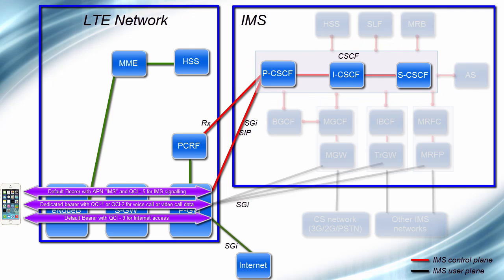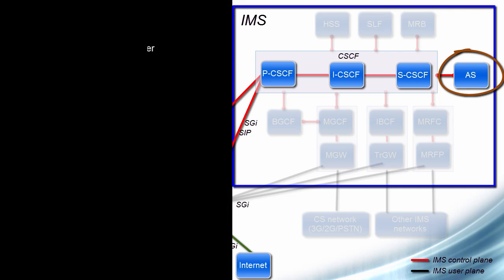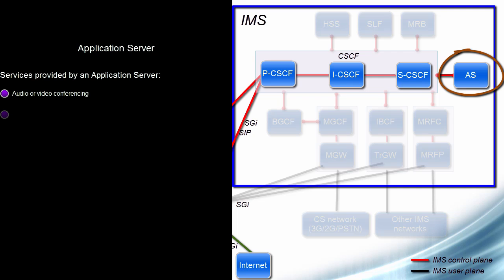S-CSCF is connected to the application server through the ISC interface. IMS application servers are used to provide a specific service to a user. These services could be audio or video conferencing, multi-party gaming, presence, content sharing. One application server can host multiple IMS applications.